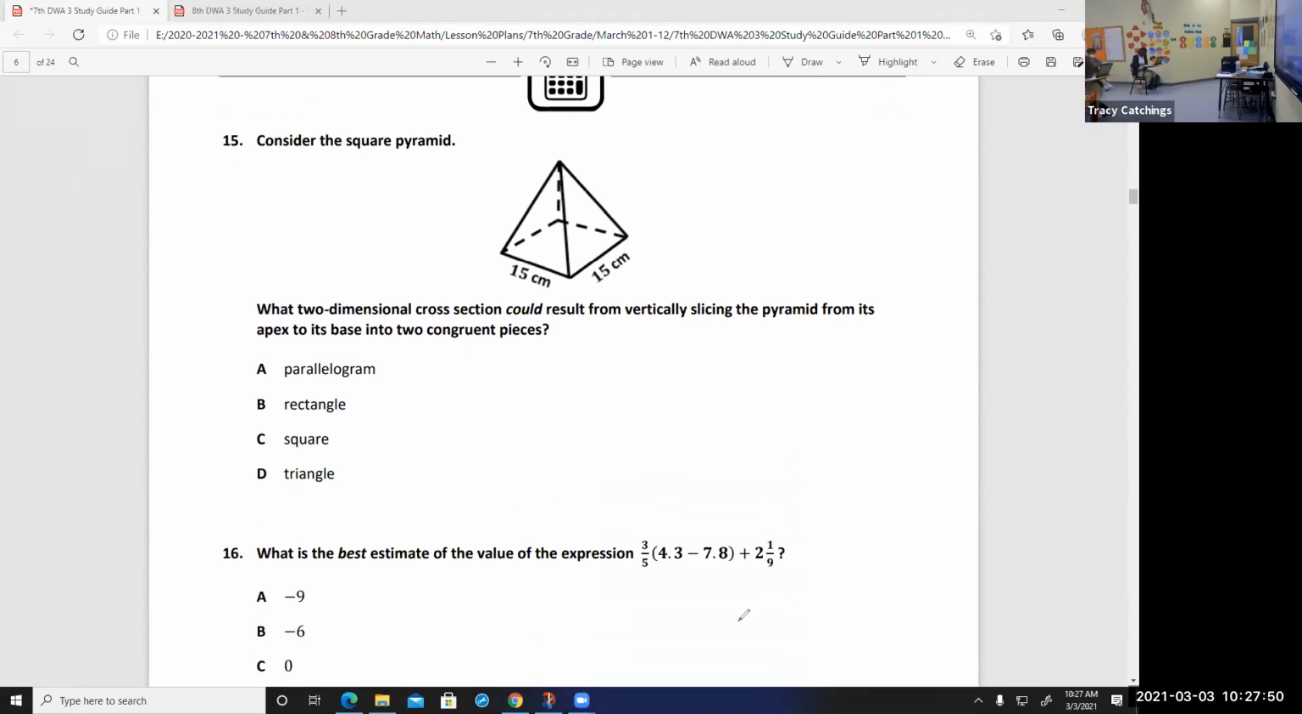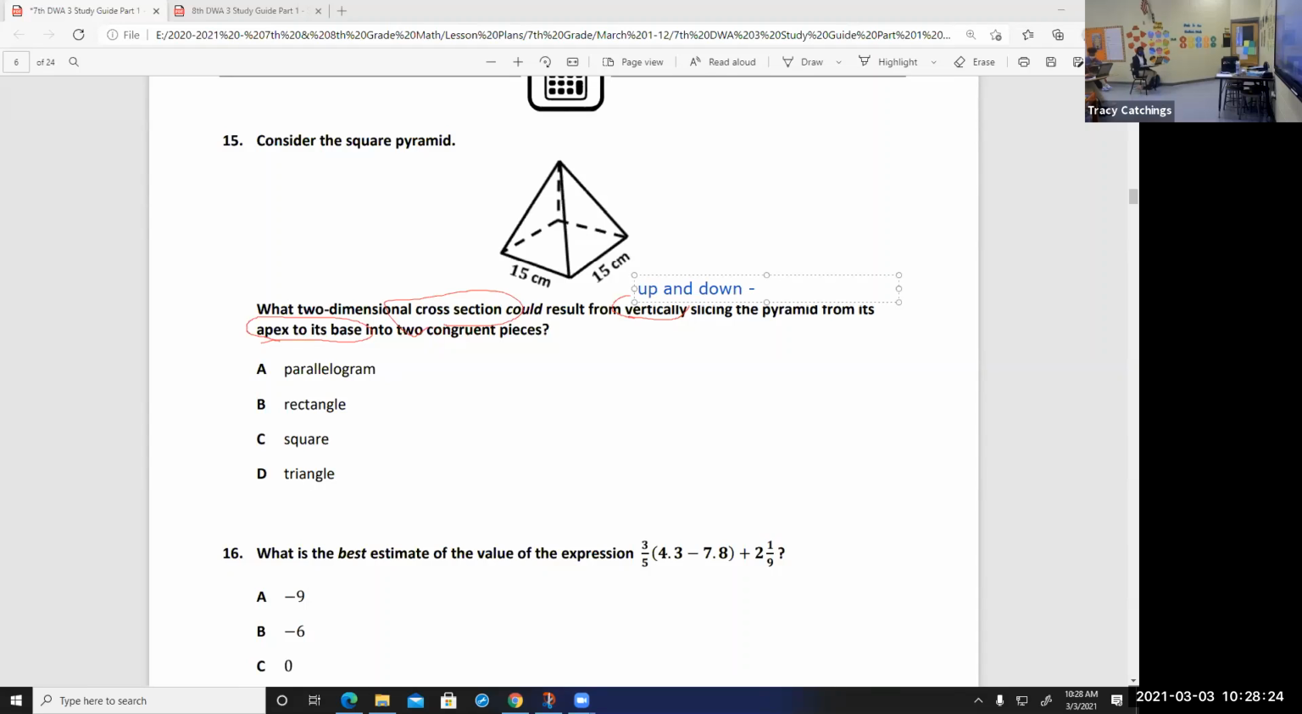All right, 15. Consider the criteria, which two-dimensional cross-section can result from vertically slicing the pyramid from its apex to the base into congruent parts? Good job. Two-dimensional, we're talking about cross sections. That's where we split them. And then it said vertically. Vertically goes which direction? Good job. And then it said apex to its base. So that's slicing up and down.